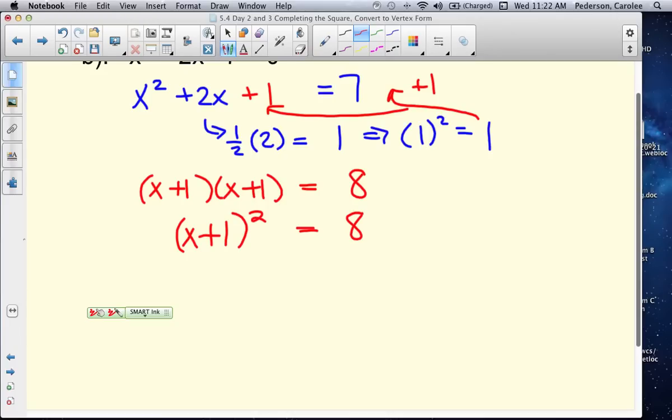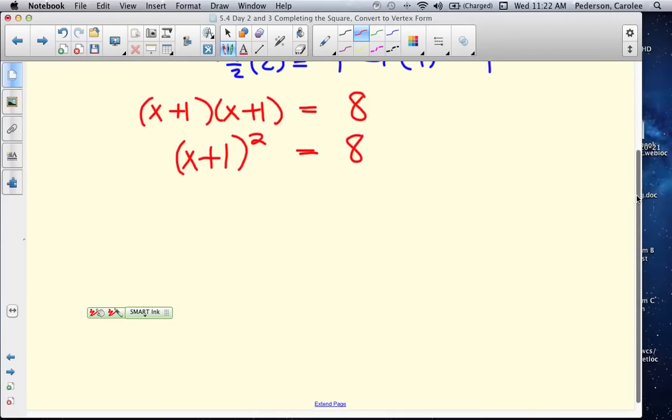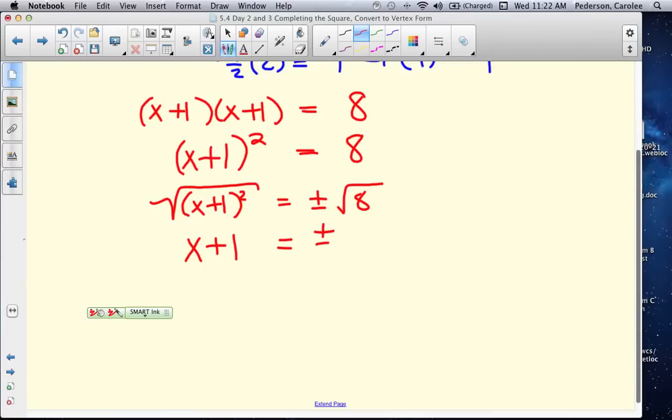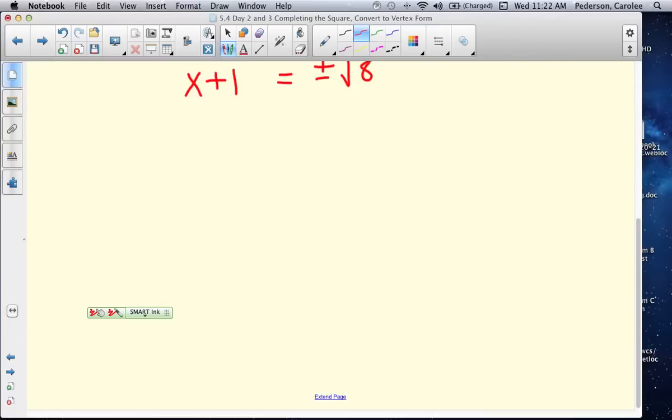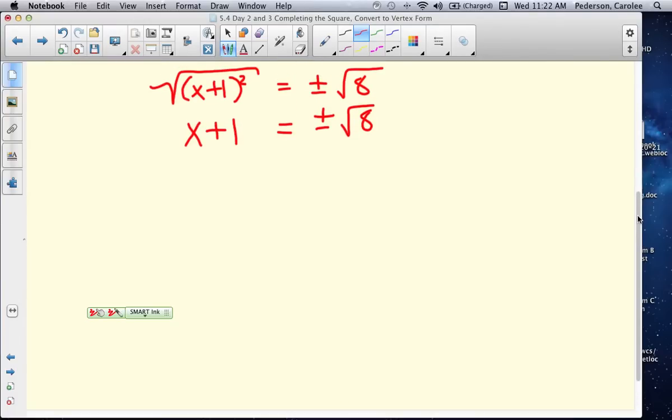Now we solve the rest of this problem by undoing. So we're going to undo that squared. So we square root both sides. And then the squared and the square root cancel out. We're left with just the radicand. On the right, we have plus or minus square root of 8. Now we're going to break up this equation into two parts. x plus 1 equals positive square root of 8, and x plus 1 equals negative square root of 8.